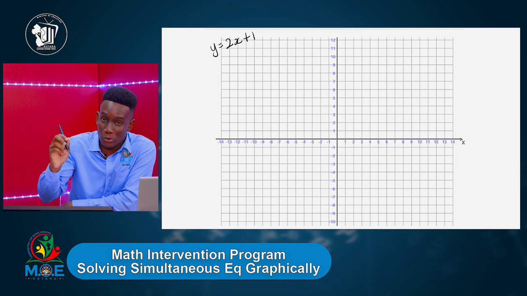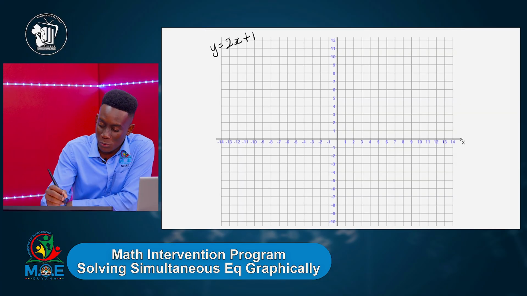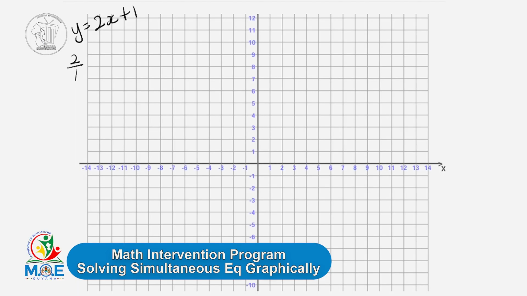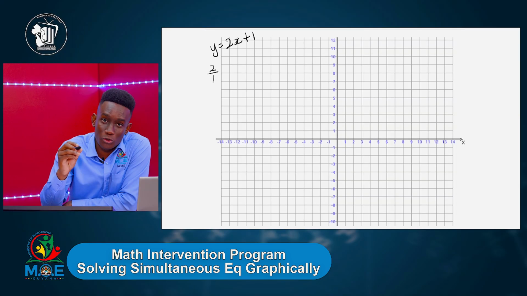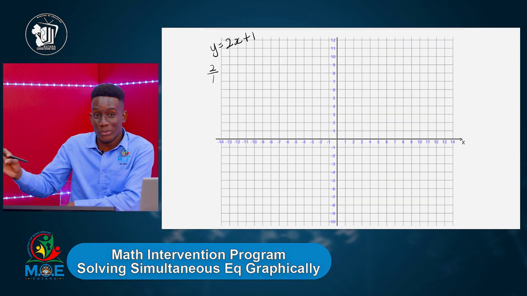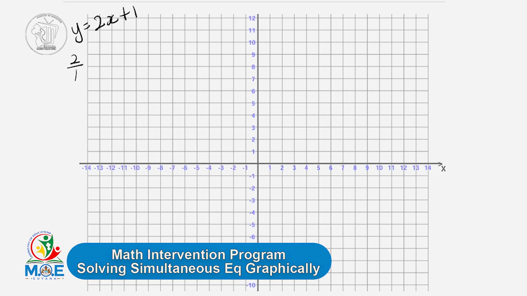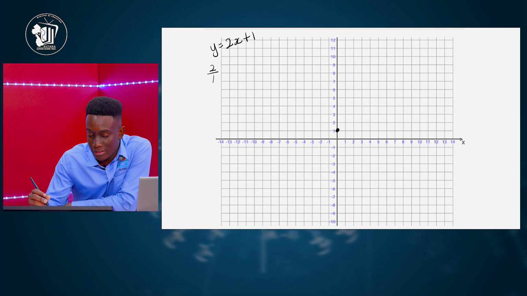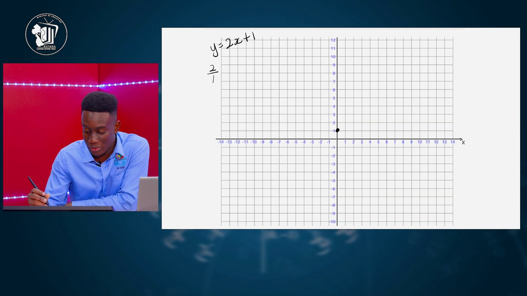The coefficient of x, which is 2, is the gradient. 2 is the same as 2 over 1, so the 2 will be the rise and the 1 will be the run. We need to start from one point and then use the gradient to get the other points on the line. So let's start with the y-intercept, which is 1. We plot a point at 1 and then use the gradient to get the other points.